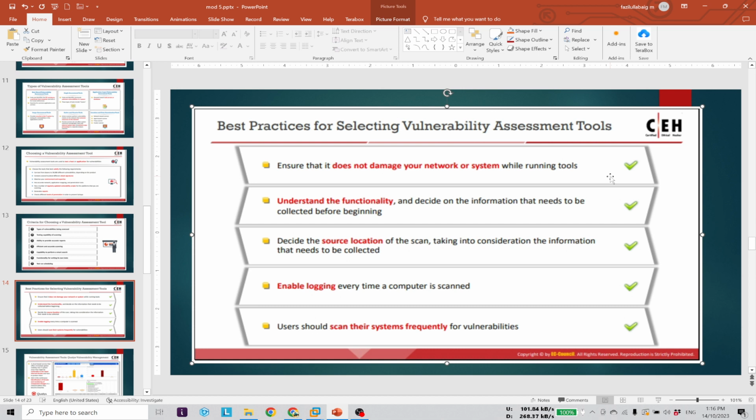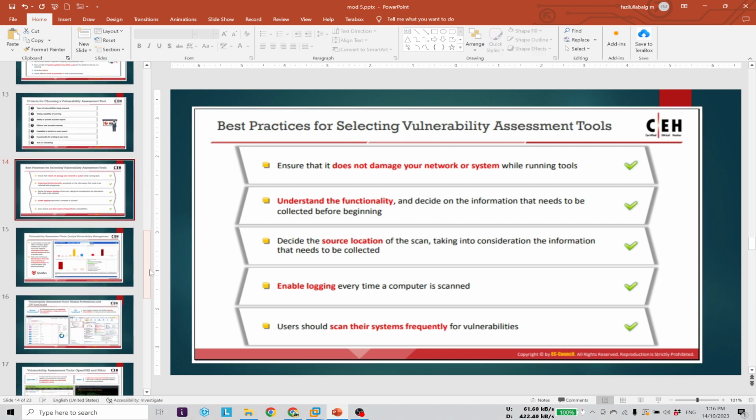And in the last, users should scan their systems frequently for vulnerabilities. Users should keep scanning the systems for vulnerabilities so that we can fix them and the attacker cannot compromise us. Before attackers compromise our system, we have to find the vulnerability and fix it, so as not to lose our data. Let's see the next slide.